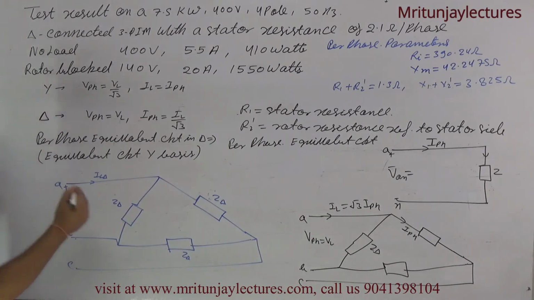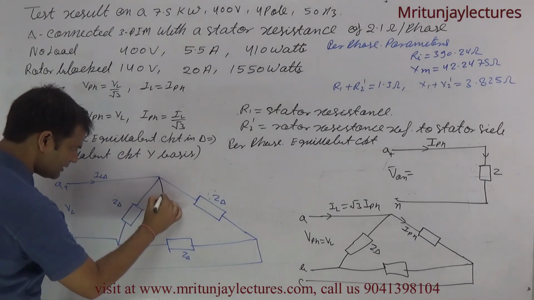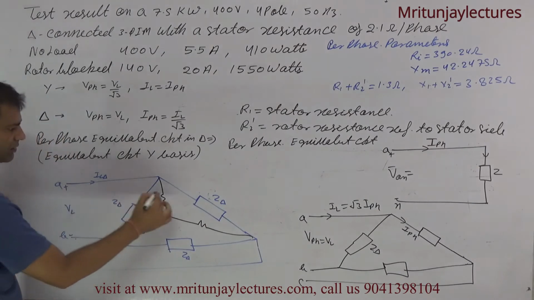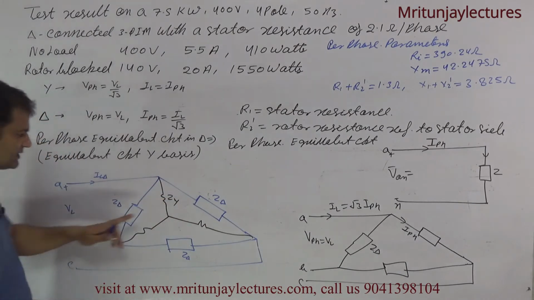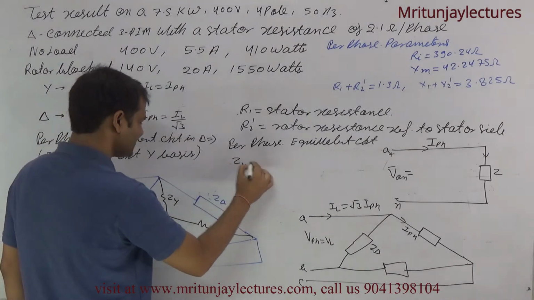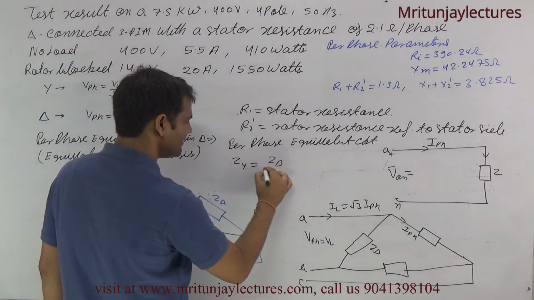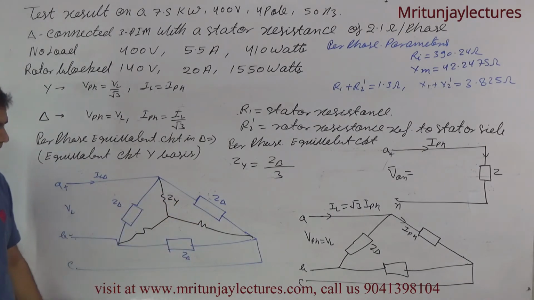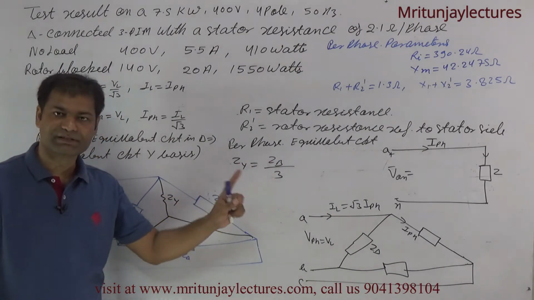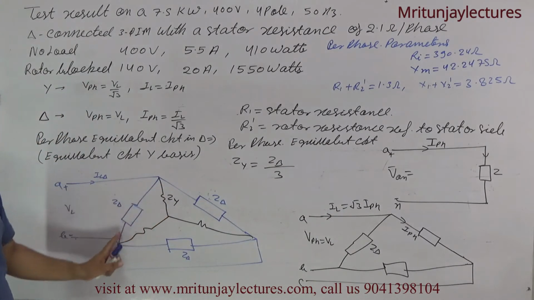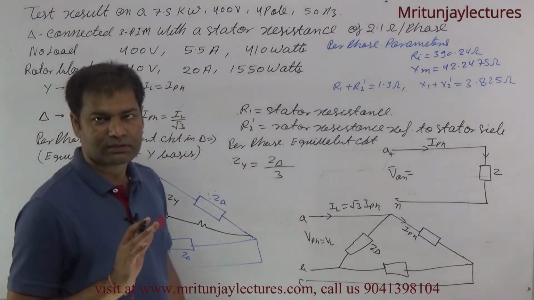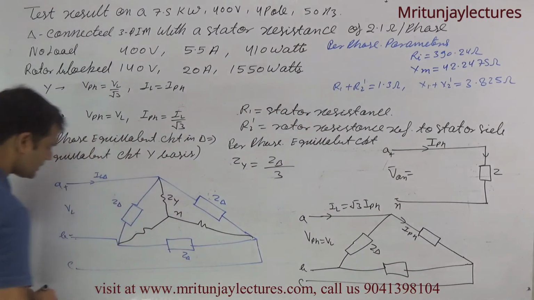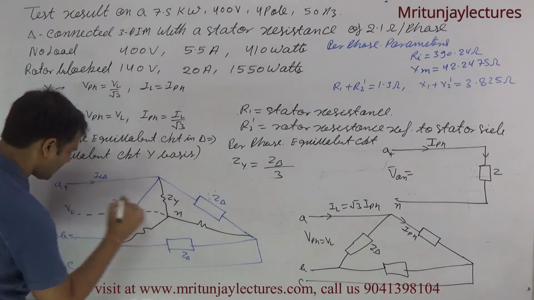If you want to create an equivalent star, like this one, what about star? Z star is equal to Z delta by 3, because of multiplication of this one divided by sum of 3. So Z delta by 3, it is clear. If you want to create like this one, then make corresponding to this one. Now this point is a neutral point, that is neutral.